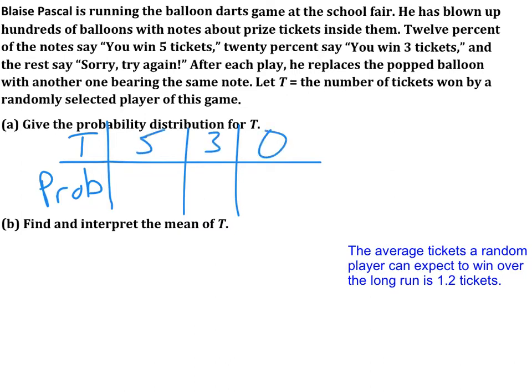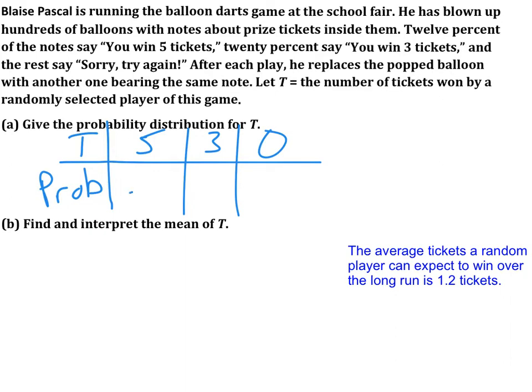This is kind of like a fair or a carnival game where you win tickets to exchange them for prizes. Our game offers the chance to win more tickets. You throw a dart at a balloon, it pops, it tells you something. One of 3 things. Hey, you won 5 tickets. Hey, you won 3. Or, sorry, you didn't win any. Okay, so those are our 3 outcomes.